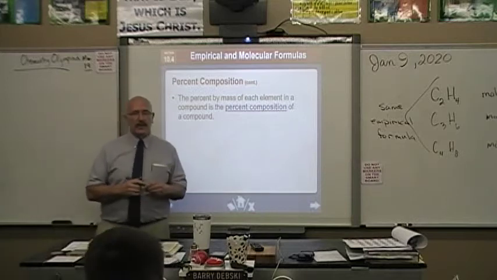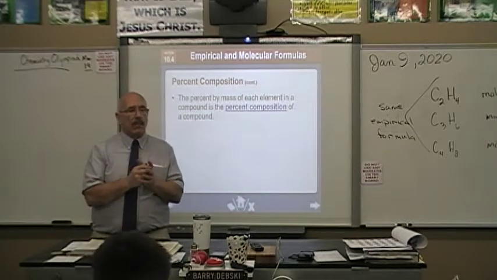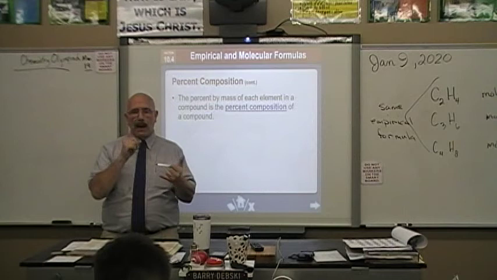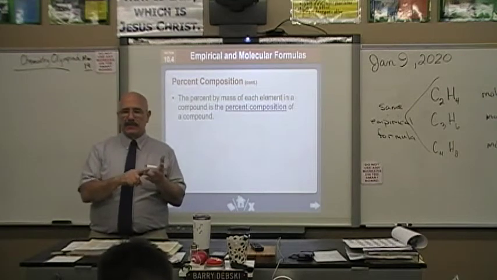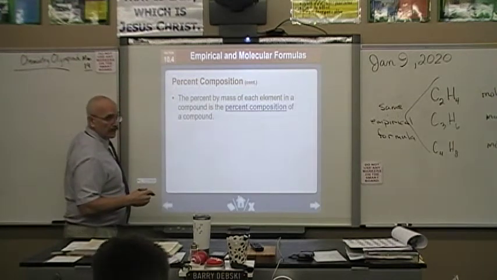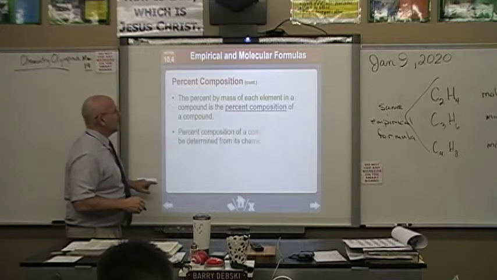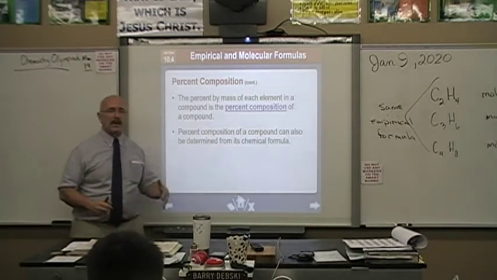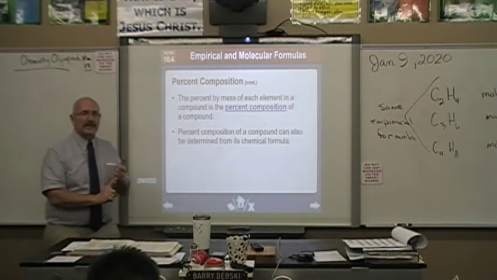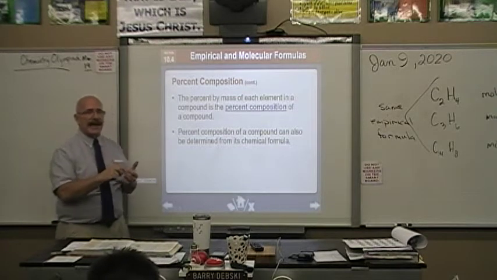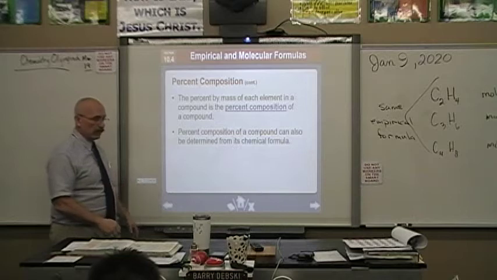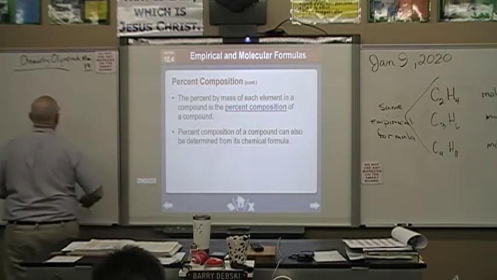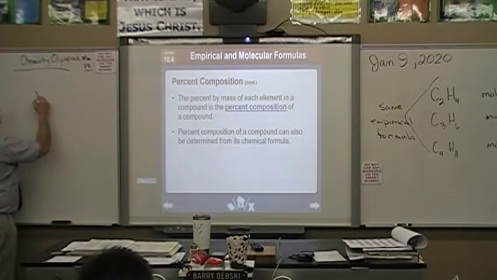Let's talk about percent composition real quick. Percent composition is when you take a formula for any compound and you calculate how much percent each of the parts is. I'm going to do an example on the sideboard in just a minute. Percent composition can be determined from the chemical formula. You calculate the molar mass, and you take the mass of each of the atoms and divide it by the total. So I'm going to do sulfuric acid right here on the board.